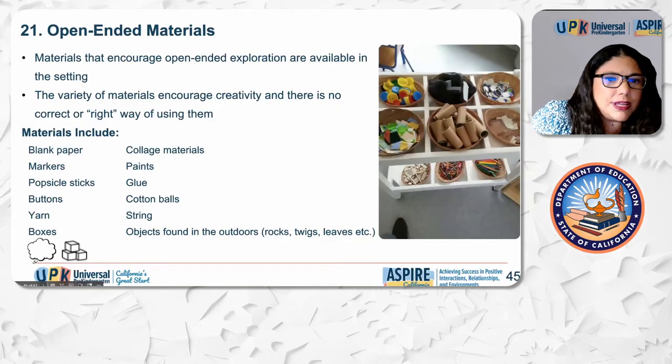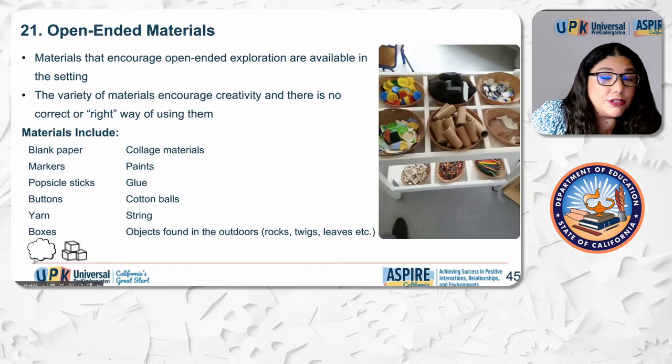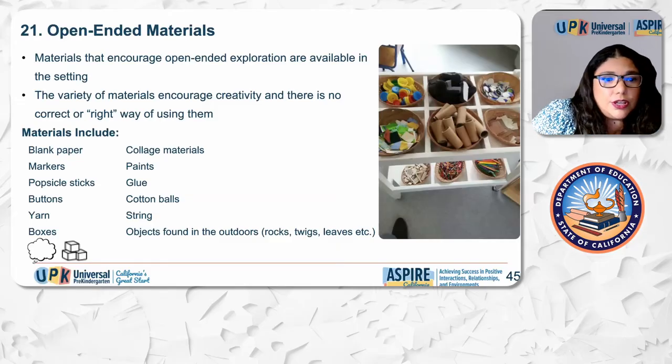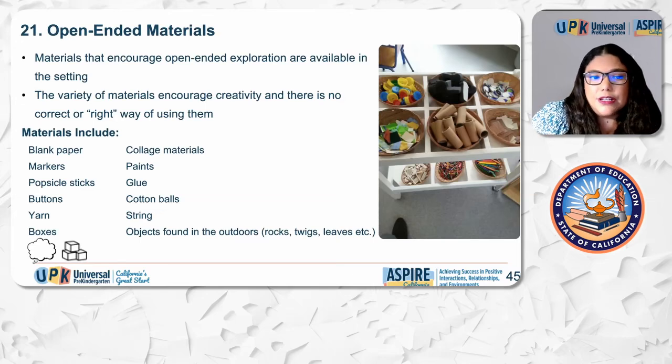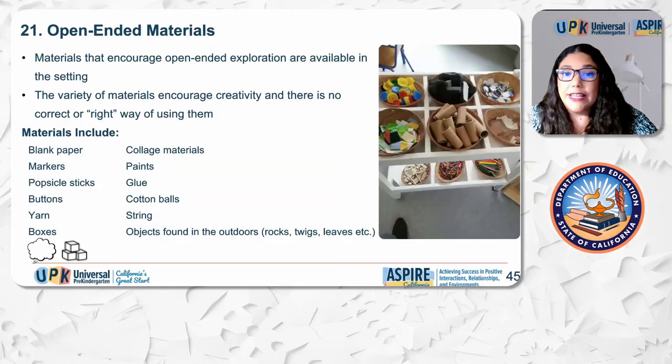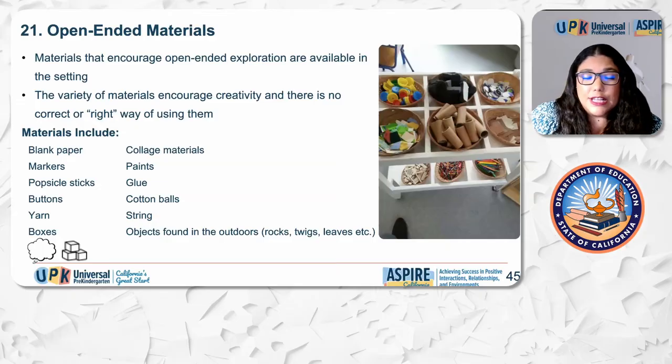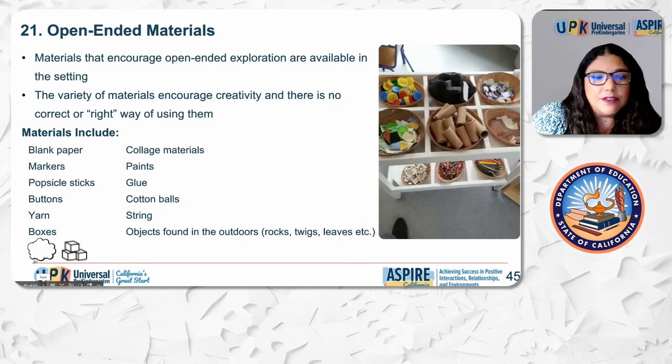So our first item under the materials list is open-ended materials. Open-ended materials encourage children to explore, create, and imagine without a single right way to use them. Just like it sounds, right? They're open-ended. These materials, such as blank paper, collage supplies, loose parts, recycled items, and natural objects, invite children to think flexibly and experiment with different possibilities. So take a moment to note what materials you already have in your learning environment.